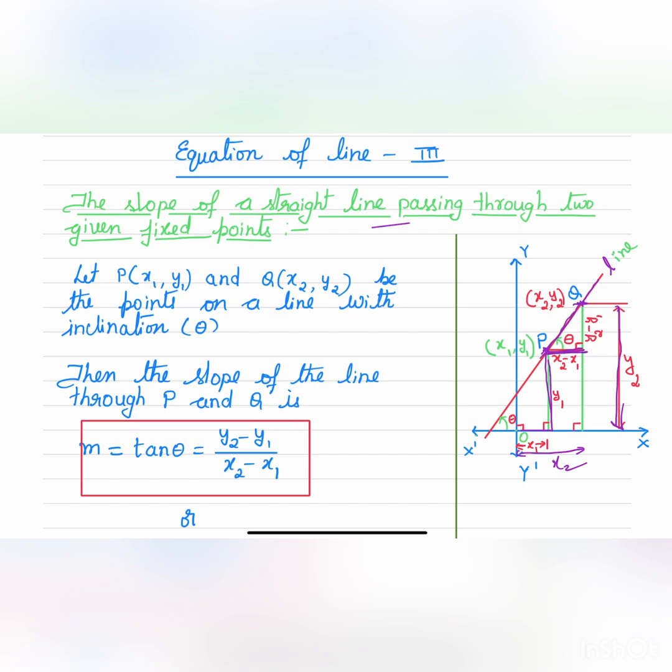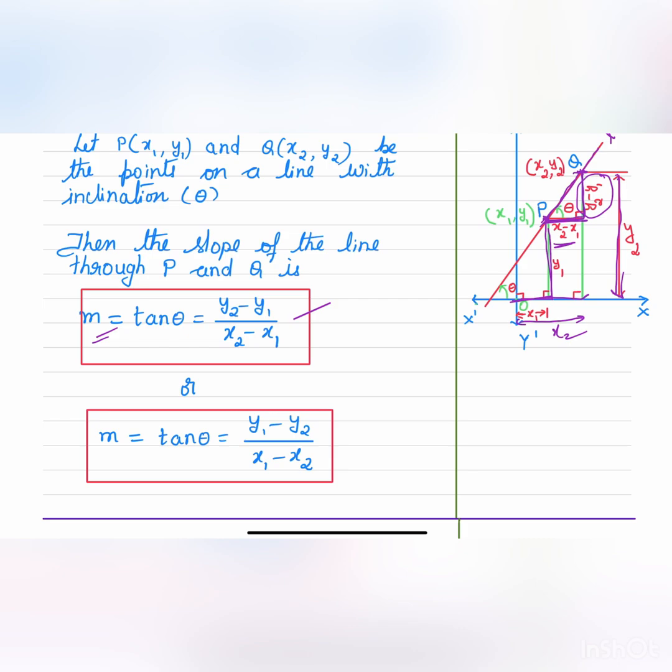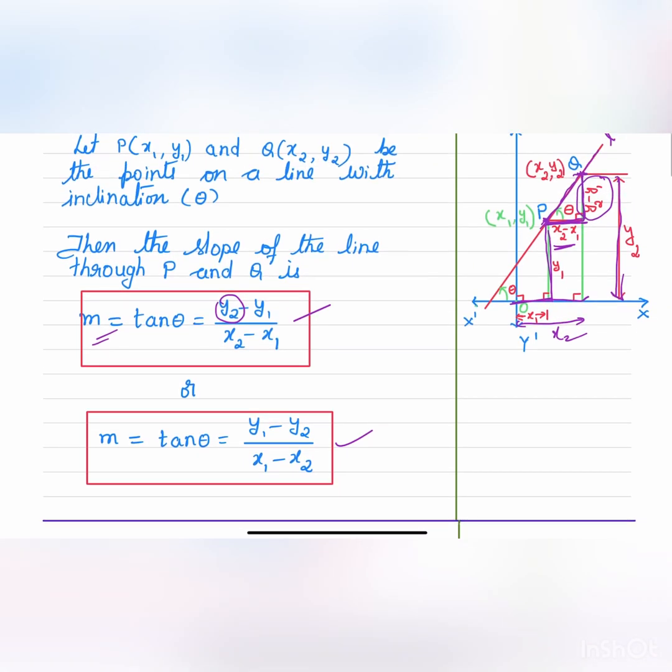So this length will be x2 minus x1, and this length will be y2 minus y1. And the formula for the slope of a line is m is equal to tan theta is equal to y2 minus y1 by x2 minus x1. Or else we can take m is equal to tan theta is equal to y1 minus y2 by x1 minus x2. Either y2 minus y1 by x2 minus x1, or y1 minus y2 by x1 minus x2. So this is about the slope of a line passing through the two points P and Q.